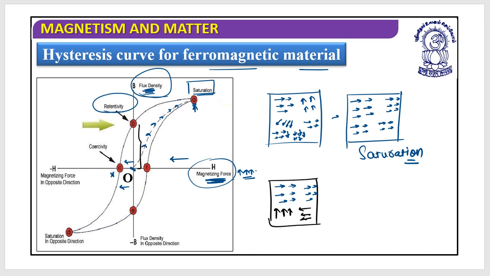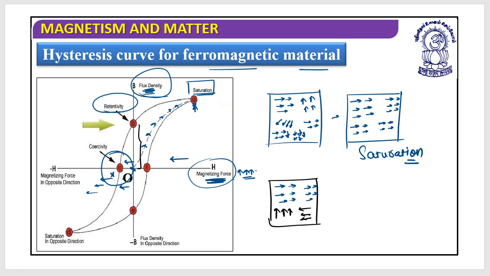a time comes where all the magnets have de-aligned themselves, and that value of the magnetizing force, when all the domains have de-aligned, is called the coercivity. This is the situation where my flux density is 0. This is the value of the magnetizing force where the flux density will be 0. Now if I still keep decreasing the magnetizing force, I say decreasing because I am applying it in the opposite direction.